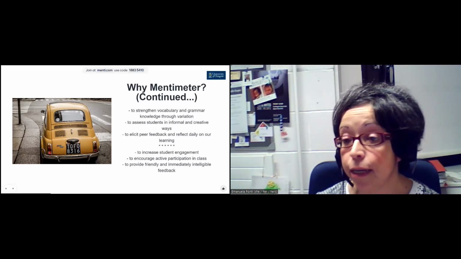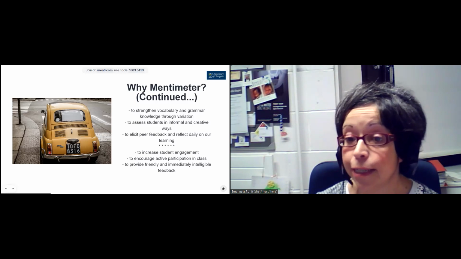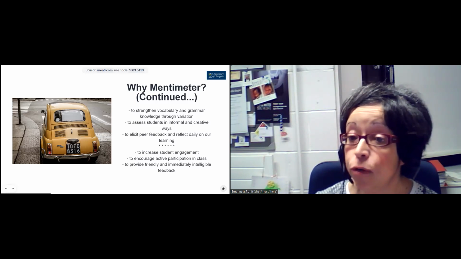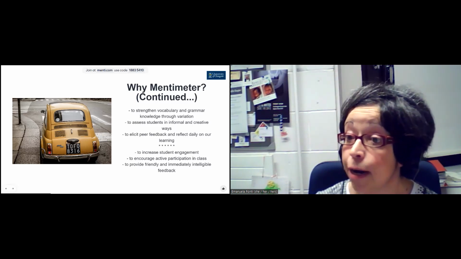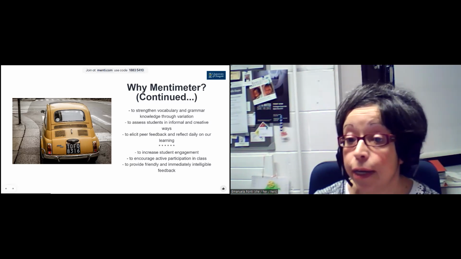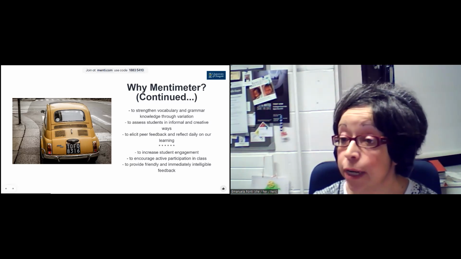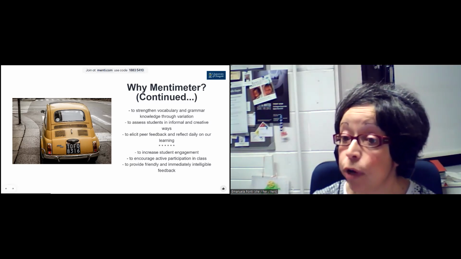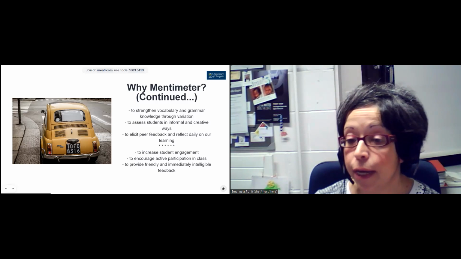So I thought that using Mentimeter in this class would offer me a way to strengthen vocabulary and grammar knowledge through variation, to assess students in informal and creative ways, and also to elicit peer feedback and reflect daily on our learning in class.